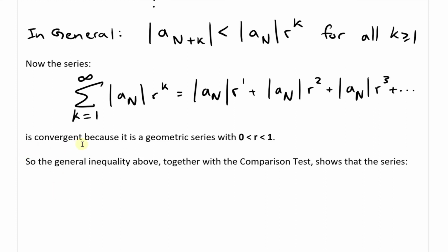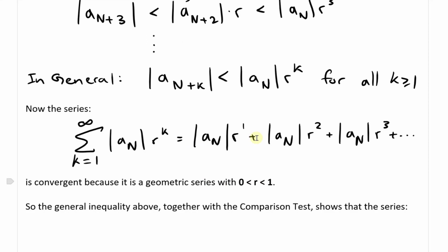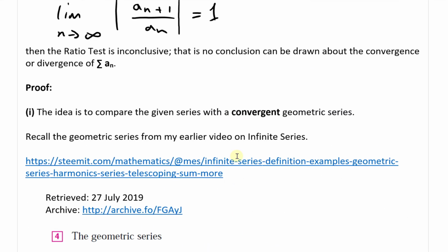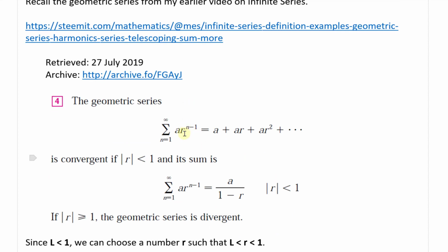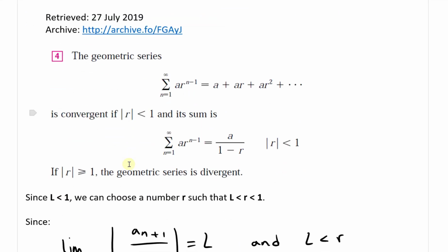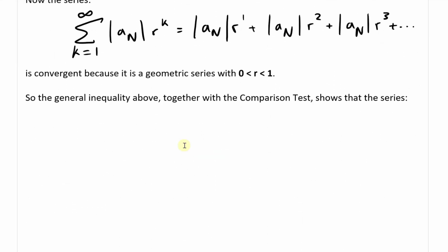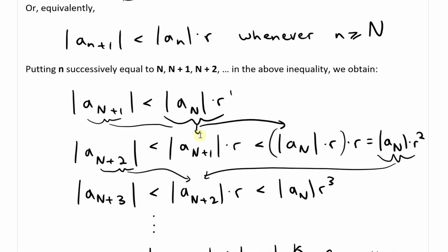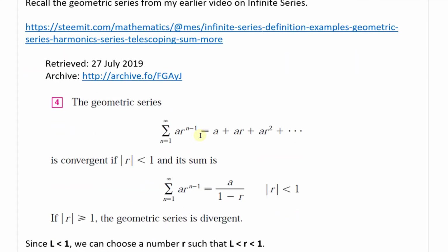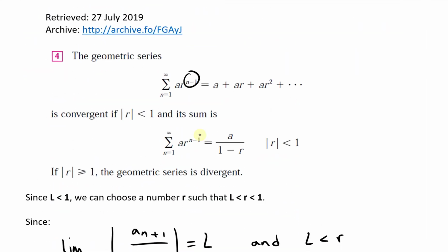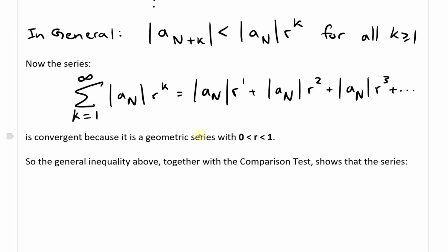Now this series is convergent because it is a geometric series with r greater than 0 and less than 1. So again, recall the geometric series right here. If the absolute value of r is less than 1, we have a, ar, ar^(n-1), and so on. Note that it says n minus 1 there, but that doesn't really matter. Ours is just r^k, like that.